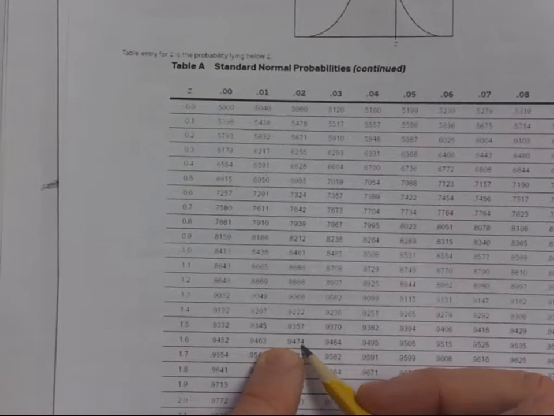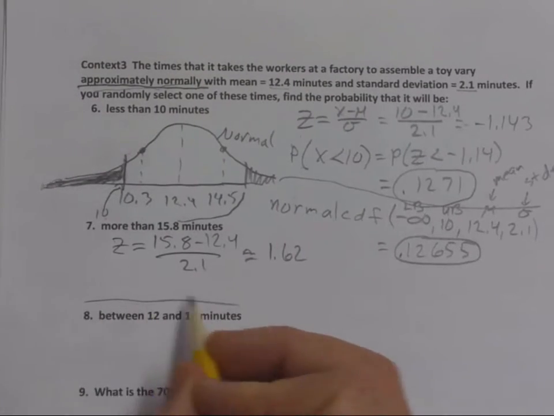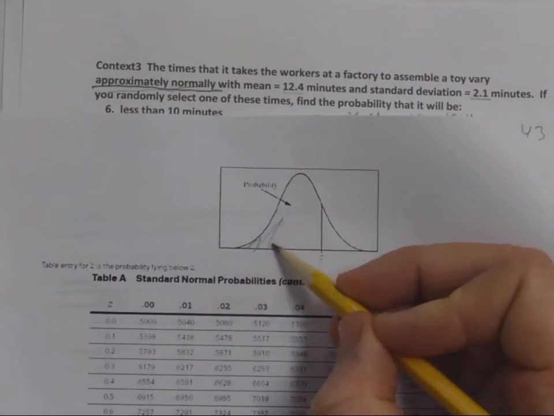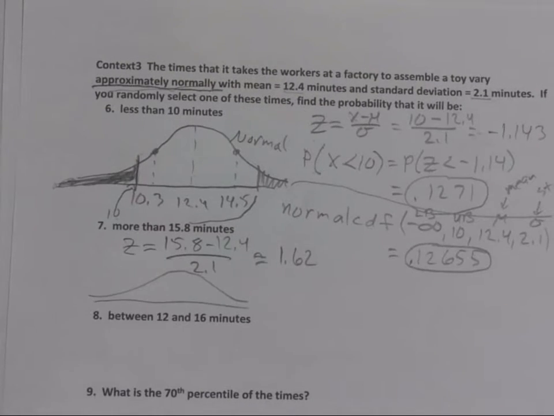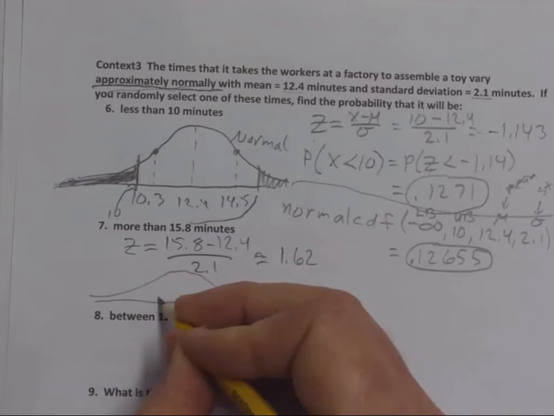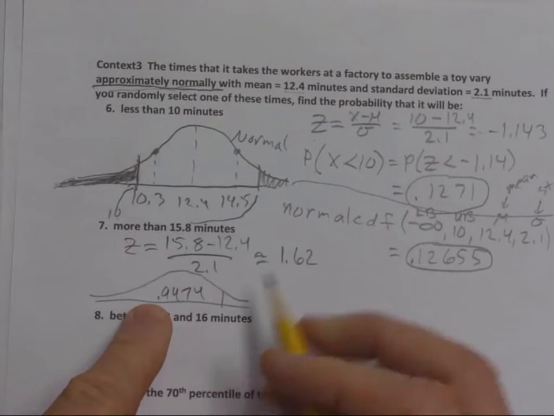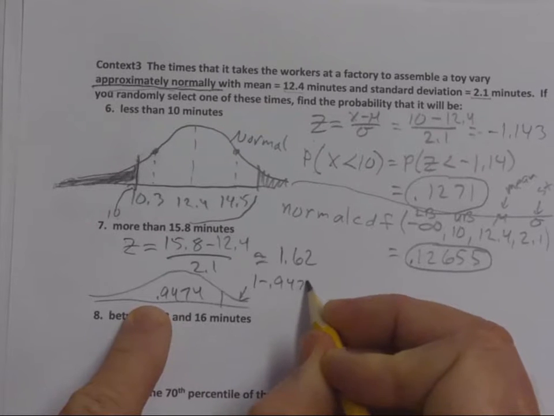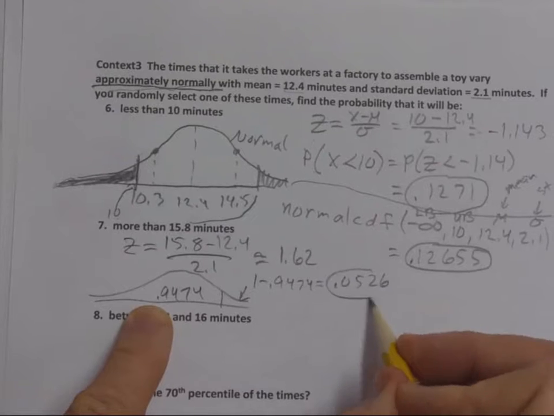So that's 0.9474, okay? But we would realize that is the area to the left. The table is telling us the area to the left, and that is 0.9474. But this wants more than that, not less than. So I have to say 1 minus 0.9474, and so that's going to equal 0.0526, I do believe. And there you go.